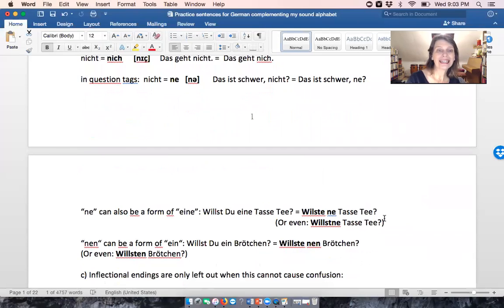Now, 'ne' can also be a reduction of 'eine', the feminine form. For instance, "Willst du eine Tasse Tee?" Would you like a cup of tea? I don't say that ever. I say, "Willst du eine Tasse Tee?"